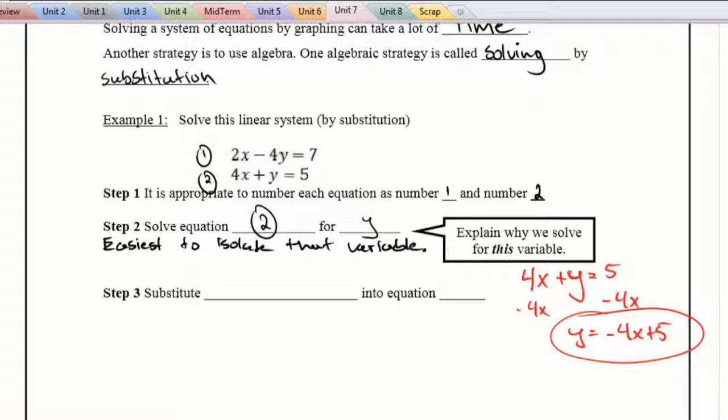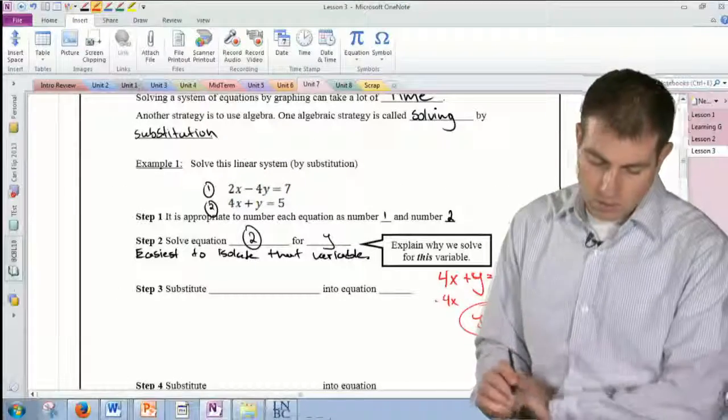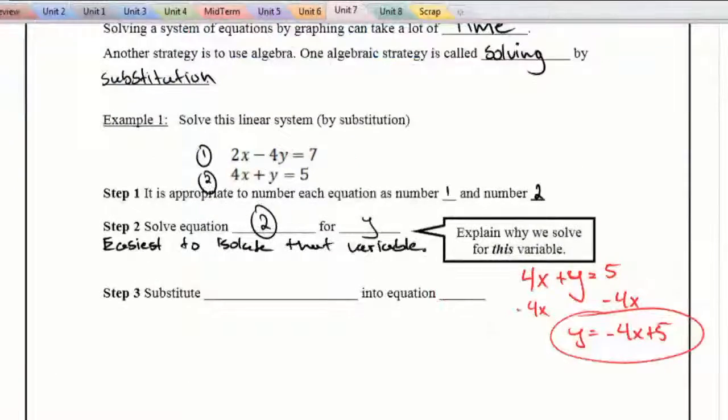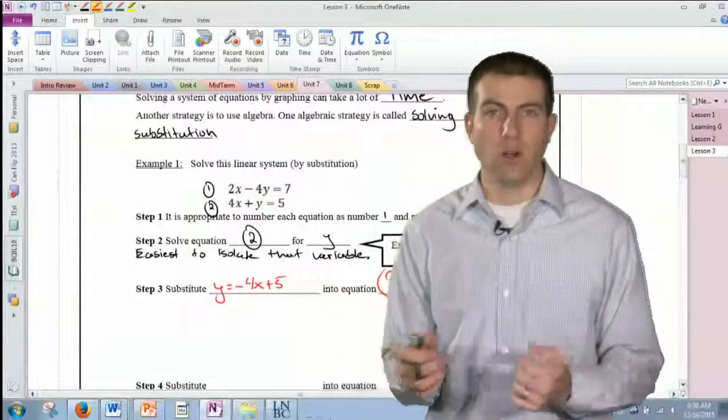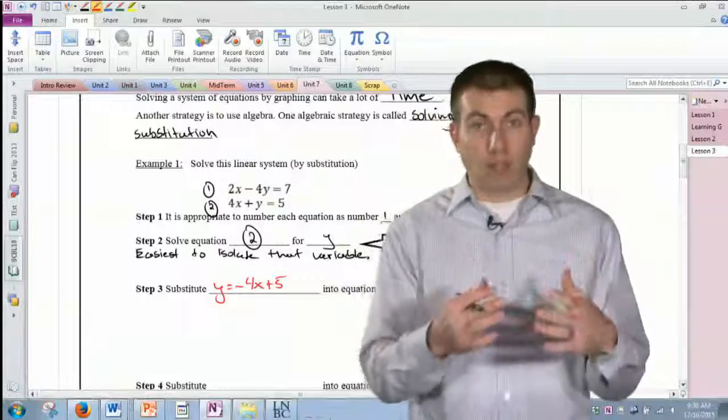All right, so the title of the lesson was solving by substitution. So what I'm going to do is I'm going to take this y is equal to negative 4x plus 5, and I'm going to substitute it into the second equation. Or sorry, I meant the first equation. I don't want to substitute it back into itself. That doesn't really kind of make sense. I'm trying to solve the system of equations, so I know I can isolate y in the second equation.